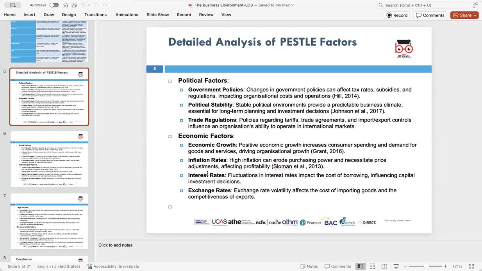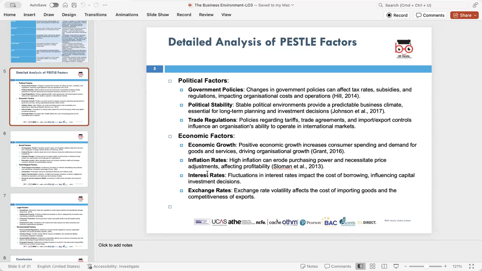Inflation rate is the rate at which the general level of prices for goods and services rises, eroding purchasing power. High inflation can necessitate price adjustments to maintain profitability. Businesses may need to increase prices to cover higher costs of raw materials and labor. Inflation reduces consumers' purchasing power, potentially leading to decreased demand for non-essential goods and services.